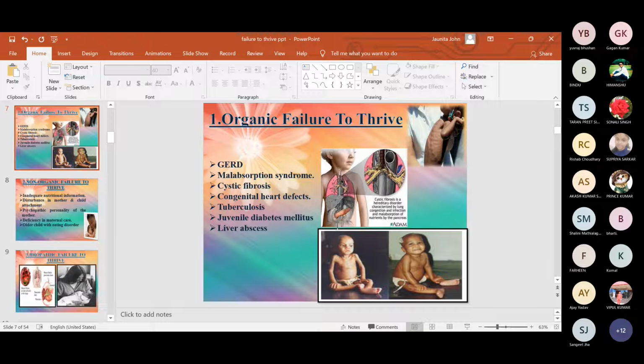Next is liver abscess. Abscess means pus collection, a mass filled with pus present inside the liver. I hope you all have got the topic.